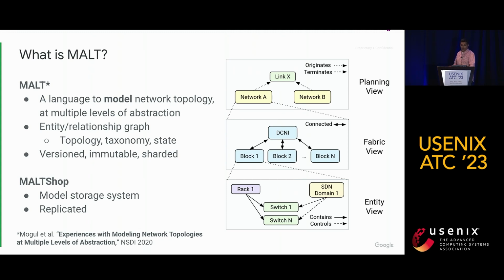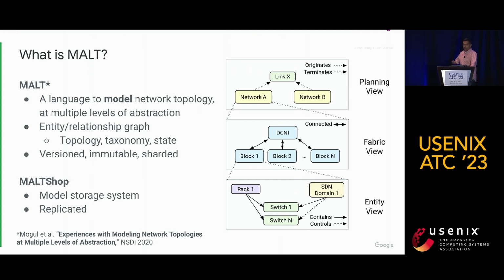A MALT model is essentially an entity relationship graph. Entities are like nouns. They can represent topology, for example, which 2 ports are connected, and taxonomy, for example, the hardware type of a given switch, and state, for example, a link may be enabled or not yet in service and undergoing link qualification. Relationships are like verbs. For example, a rack may contain a switch, or a trunk port may aggregate a few singleton ports, and so on.